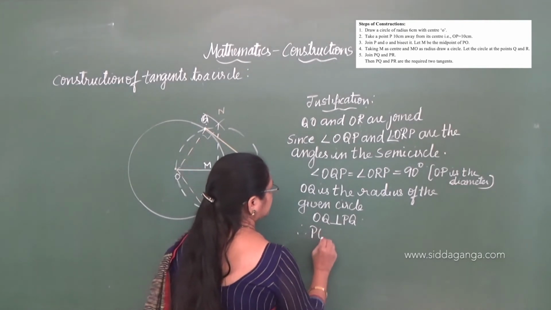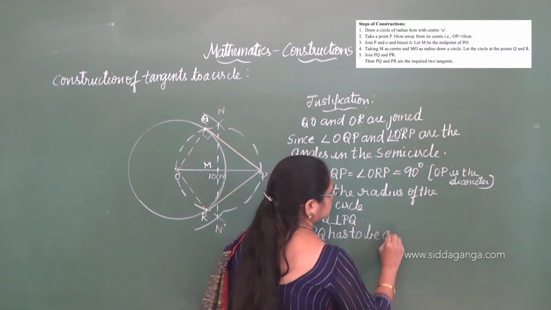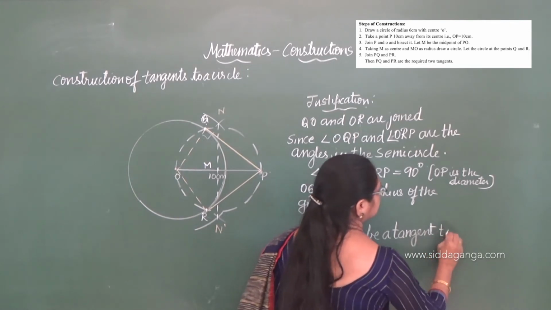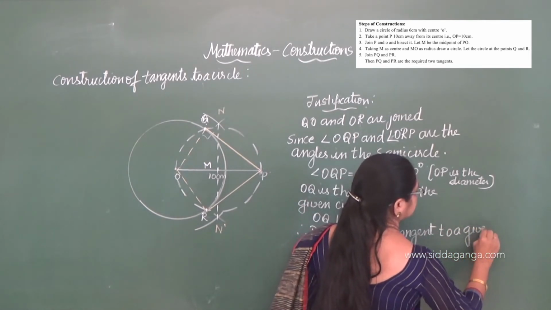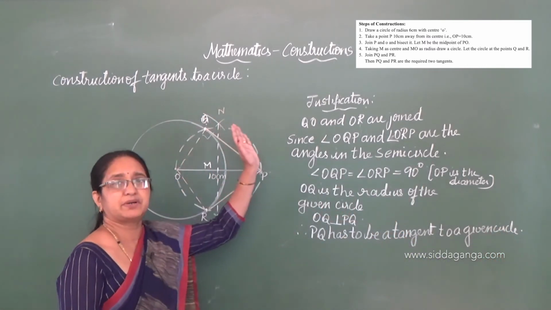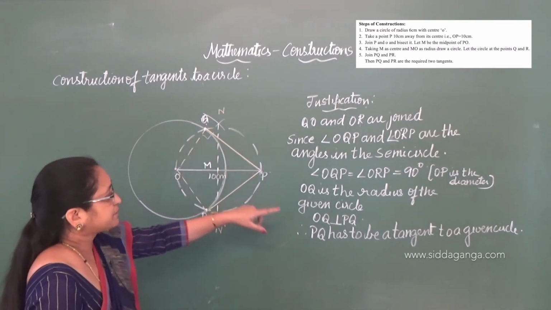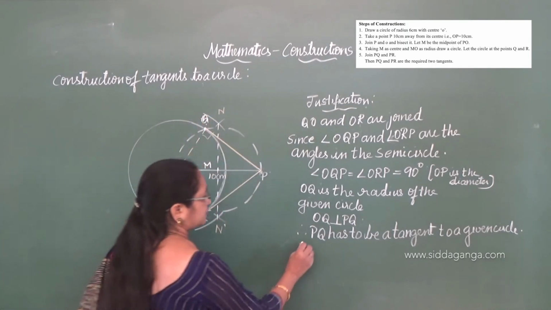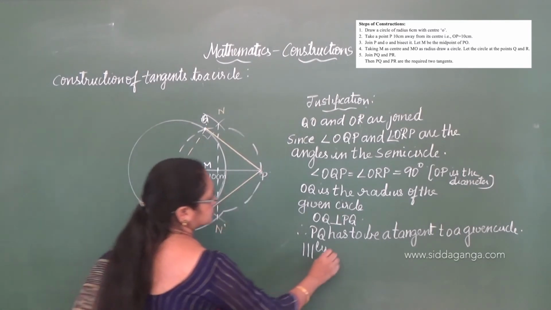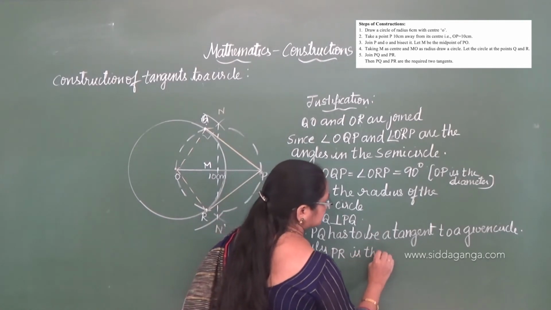Therefore, PQ has to be a tangent to the given circle. Yes or no? You have learned this, that the radius and the tangent are perpendicular, 90 degree here, isn't it? In the circle chapter you have learned. So, definitely PQ should be the tangent. Similarly, we can prove that PR is the tangent to the circle.